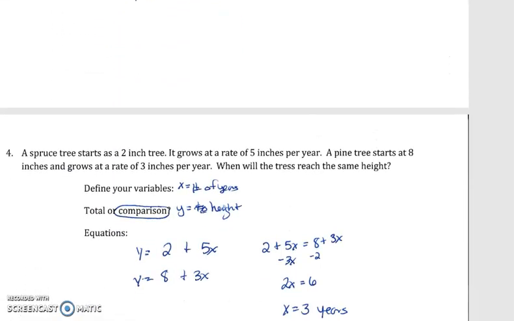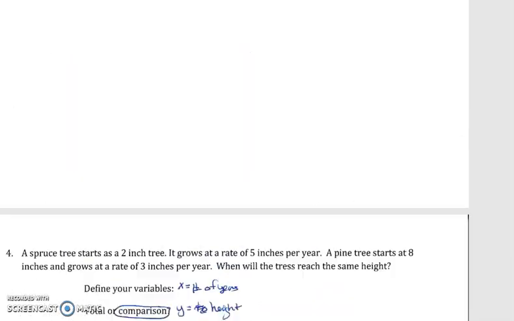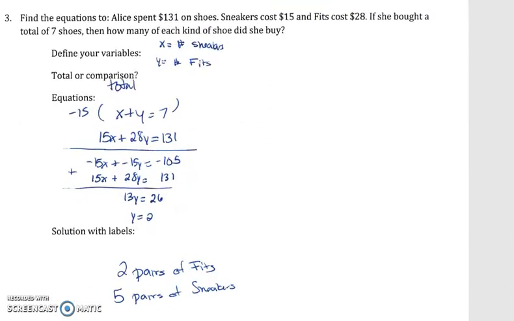Let's go ahead and do number 3. So find the equations to Alice spent $131 on shoes, sneakers cost $15, and Fitz cost $28. If she bought a total of 7 shoes, how many of each kind of shoe should she buy? Right there, did you read it? Total of 7. That means you have a total.